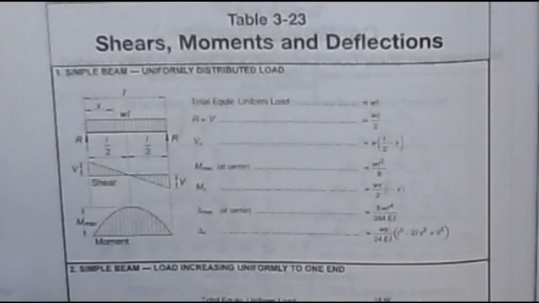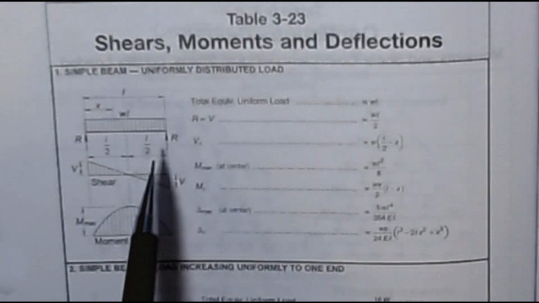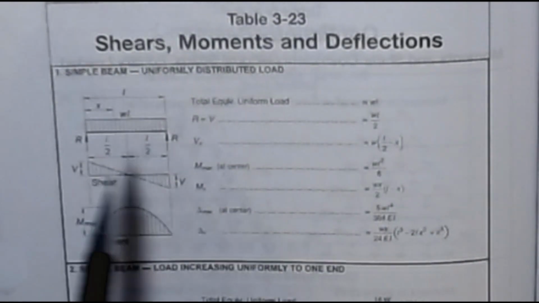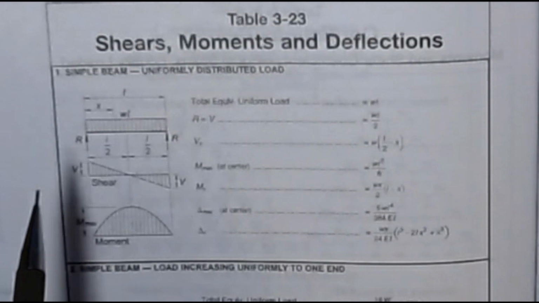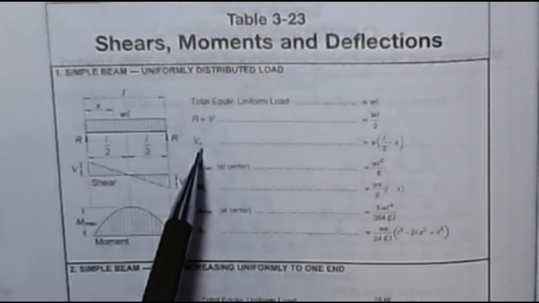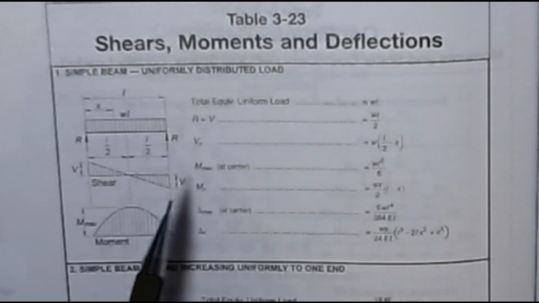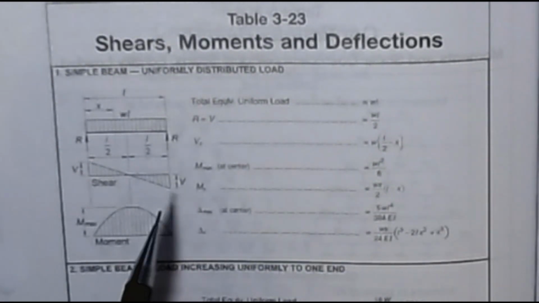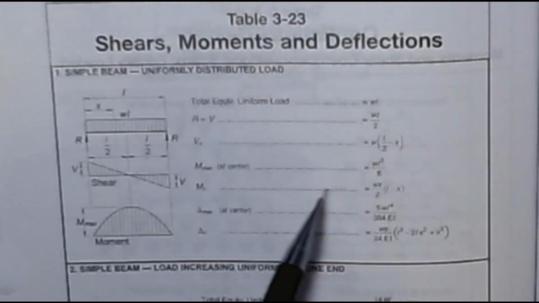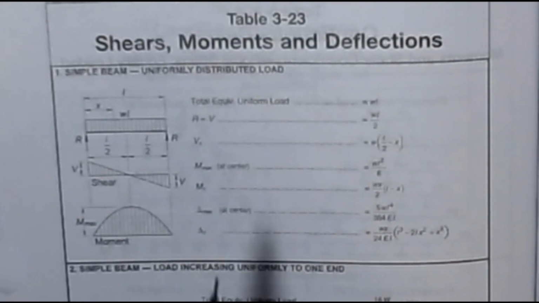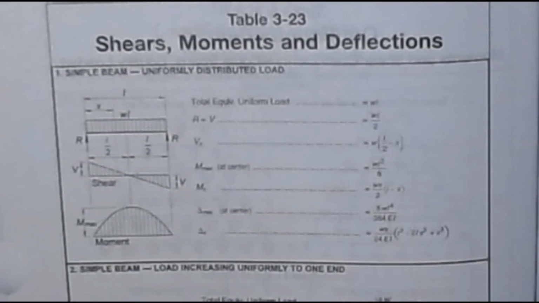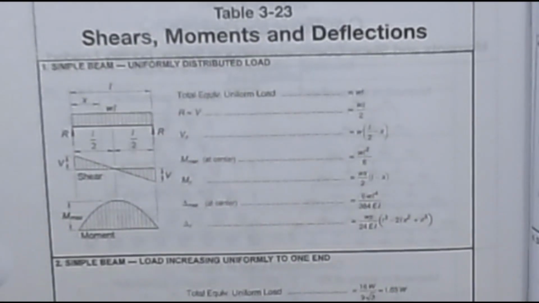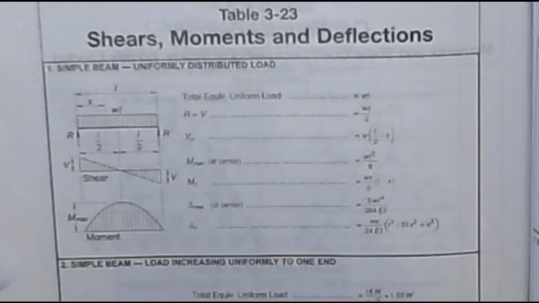So we have things like, the reaction value then is wL over 2. And boom, you've got it. The shear as a function of x is this equation. The moment as a function of x is this equation. And then, of course, they even give you the maximum moment and tell you where it's located. Every one of these cases will have information like that associated with it. So it really speeds up the process if we look at what we're trying to accomplish.